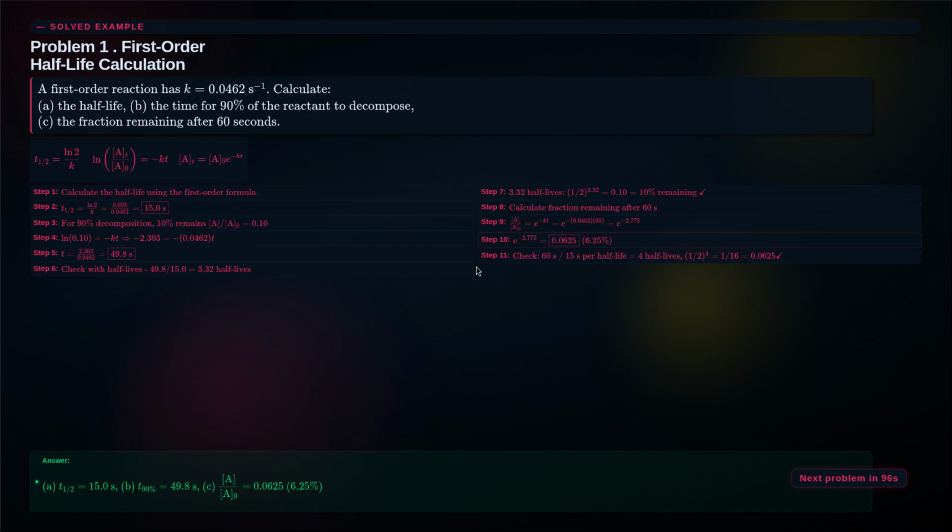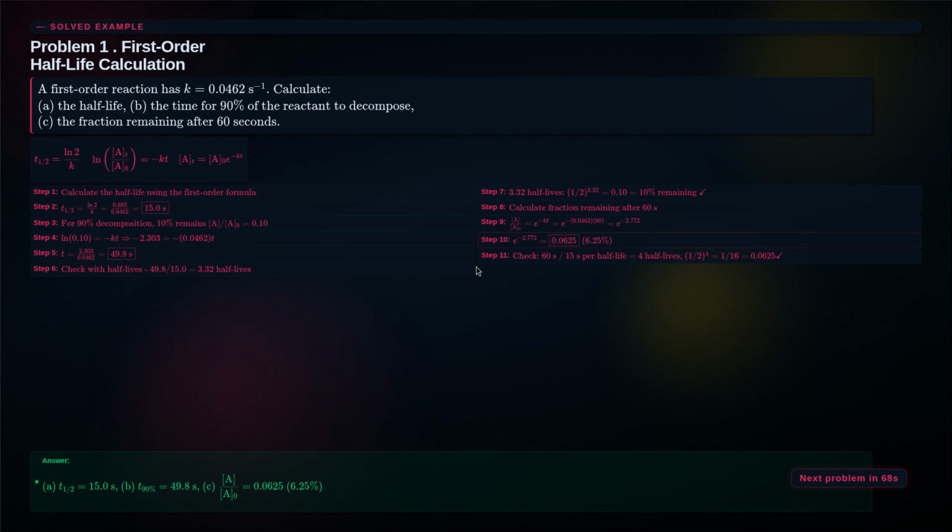Step 2. For 90% decomposition, 10% remains. Using ln of A over A0 equals negative KT, we have ln of 0.10 equals negative 0.0462 T. Solving, T equals 2.303 divided by 0.0462, giving 49.8 seconds.